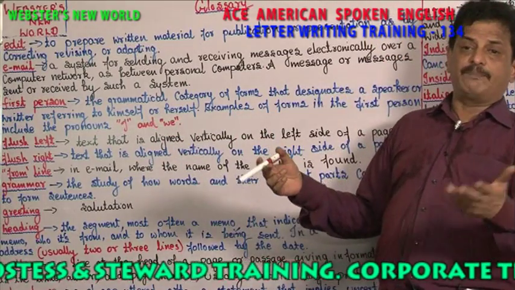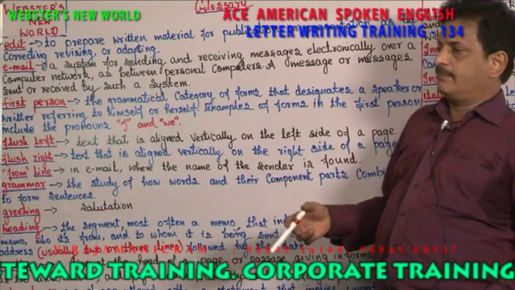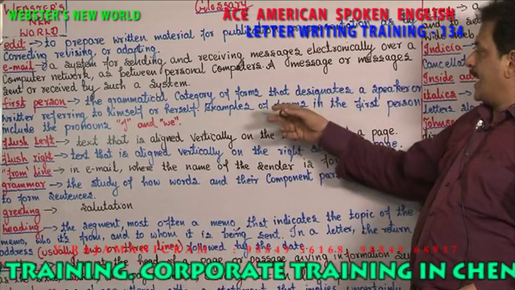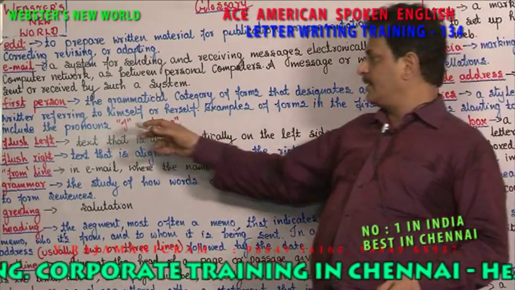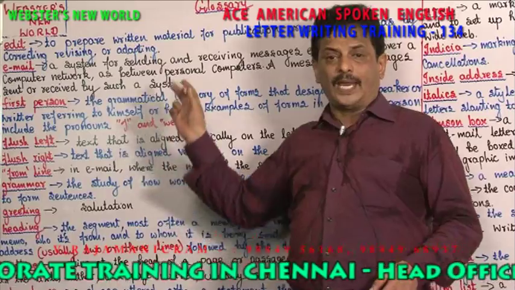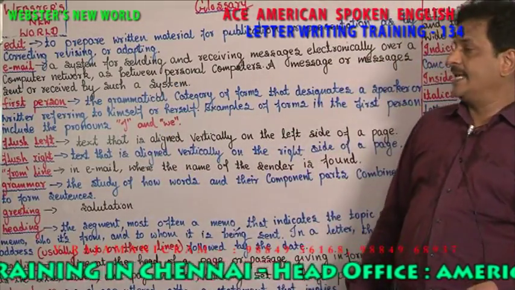First person, you have singular and plural. Singular is I, plural is we. Examples of forms in the first person include the personal pronouns I and we. These are the first person, I and we.